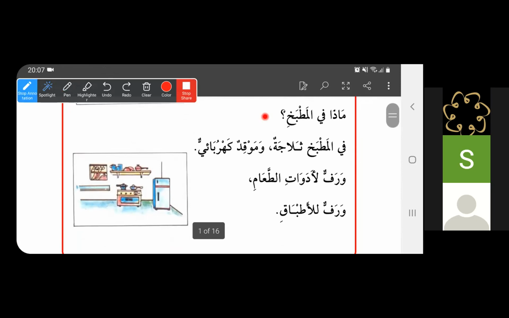ماذا في المطبخ؟ What is in the kitchen? نعم. في المطبخ ثلاجة وموقد كهربائي. In the kitchen there is a fridge and an electrical stove. تمام, أحسنتي. موقد is the stove. كهربائي is the electric. كهربائي. تمام. موقد is what? Can you repeat again? موقد is the stove. Okay. نعم. And كهربائي is electrical. طيب, you have موقد غاز.